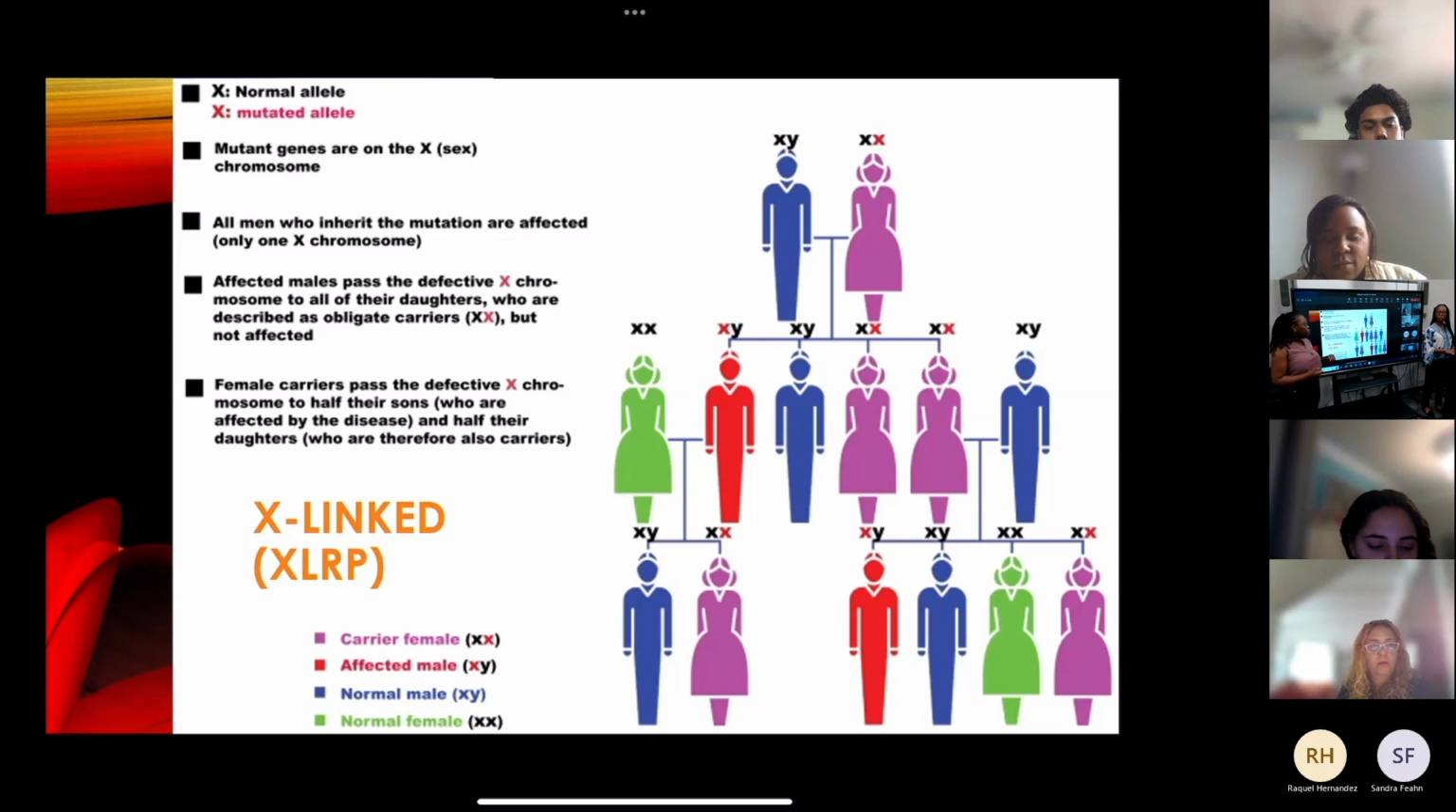And then one of the daughters who's a carrier marries an unaffected man. They have 4 children. We see that one son inherits the mutated allele and is affected. A daughter inherits the mutated allele and is a carrier, and a daughter and son are unaffected.